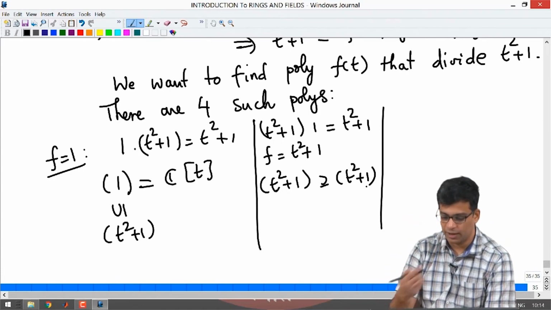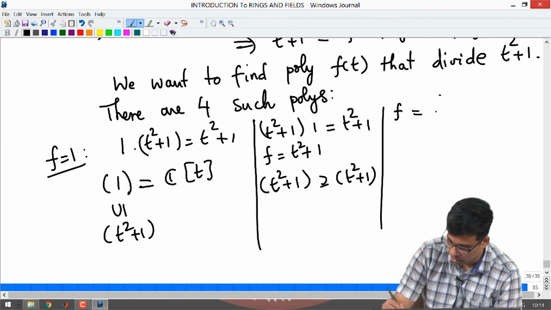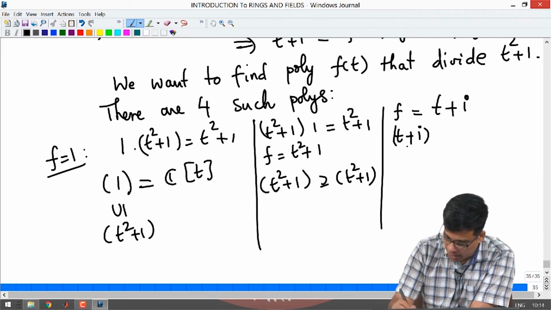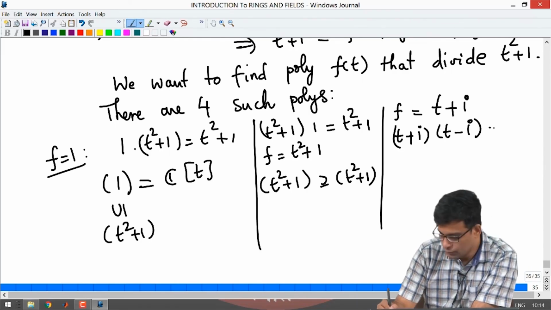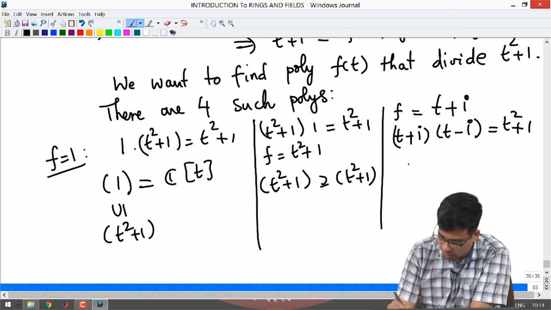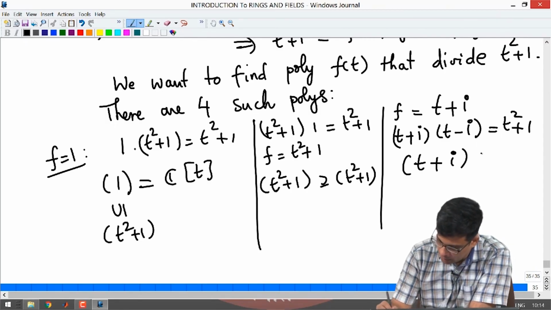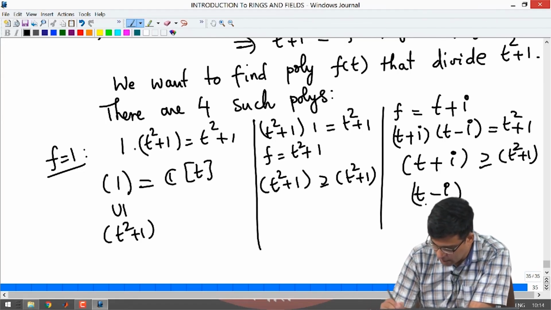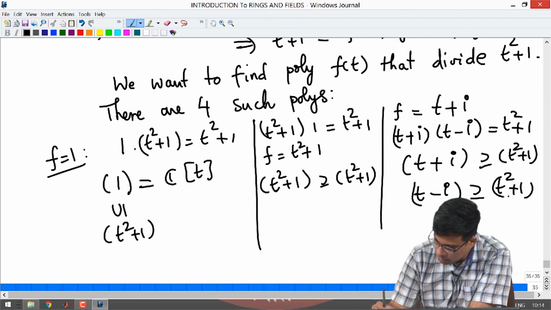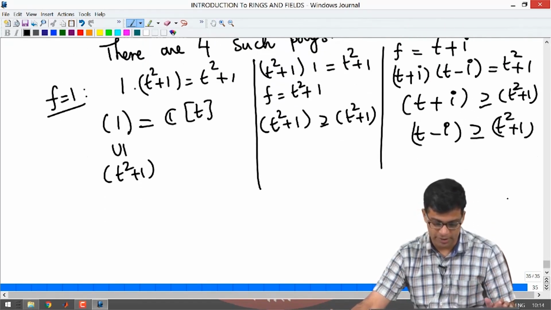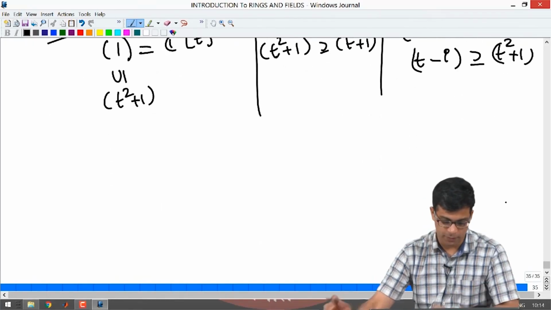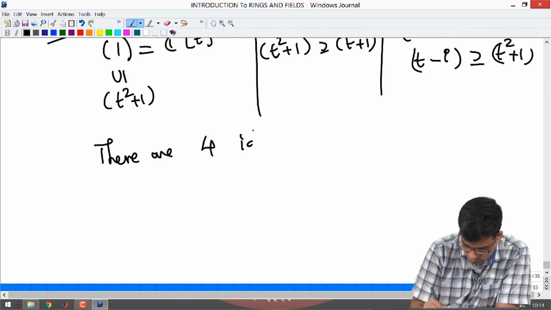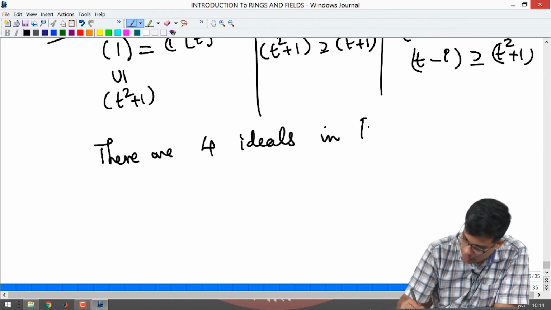Now, are there any other f's that divide it? Of course, there are, for example, t plus i. So, here t plus i times t minus i is t squared plus 1. So, in other words, the ideal generated by t plus i contains t squared plus 1. Similarly, the ideal generated by t minus i contains t squared plus 1. So, there are 4 ideals that contain t squared plus 1. And hence, there are 4 ideals in R.